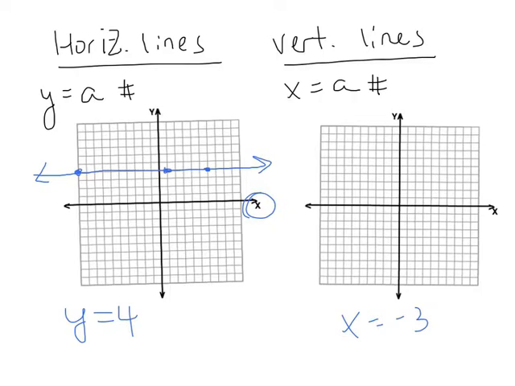And then in the second example, x is going to be negative 3. So x is going to be negative 3 over, but y can be anything. So if x is negative 3, y might be 0. If x is negative 3, y might be 4. If x is negative 3, y might be 9, and so on. And you see that we end up with just a vertical line. And that's pretty much it for this section.